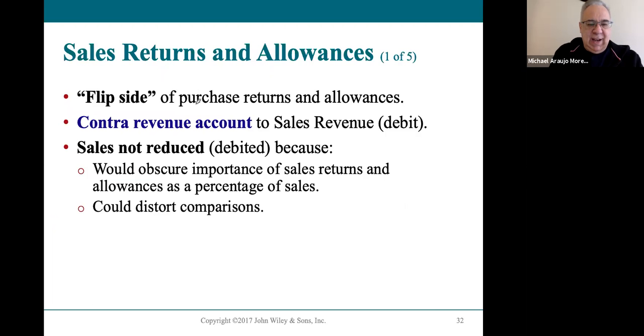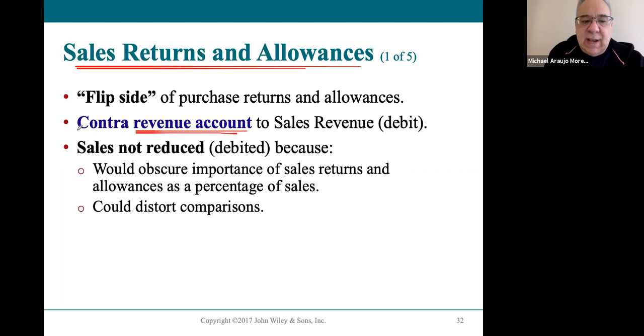Well, when something gets returned, the seller looks at it very seriously. They actually have their own account for it. Sales returns and allowances is actually a real revenue account. However, it's a contra revenue account. Remember, a contra account has an opposite balance to a normal account. So revenue accounts are normally credited. Sales returns and allowances will be debited, showing the return of the sale.